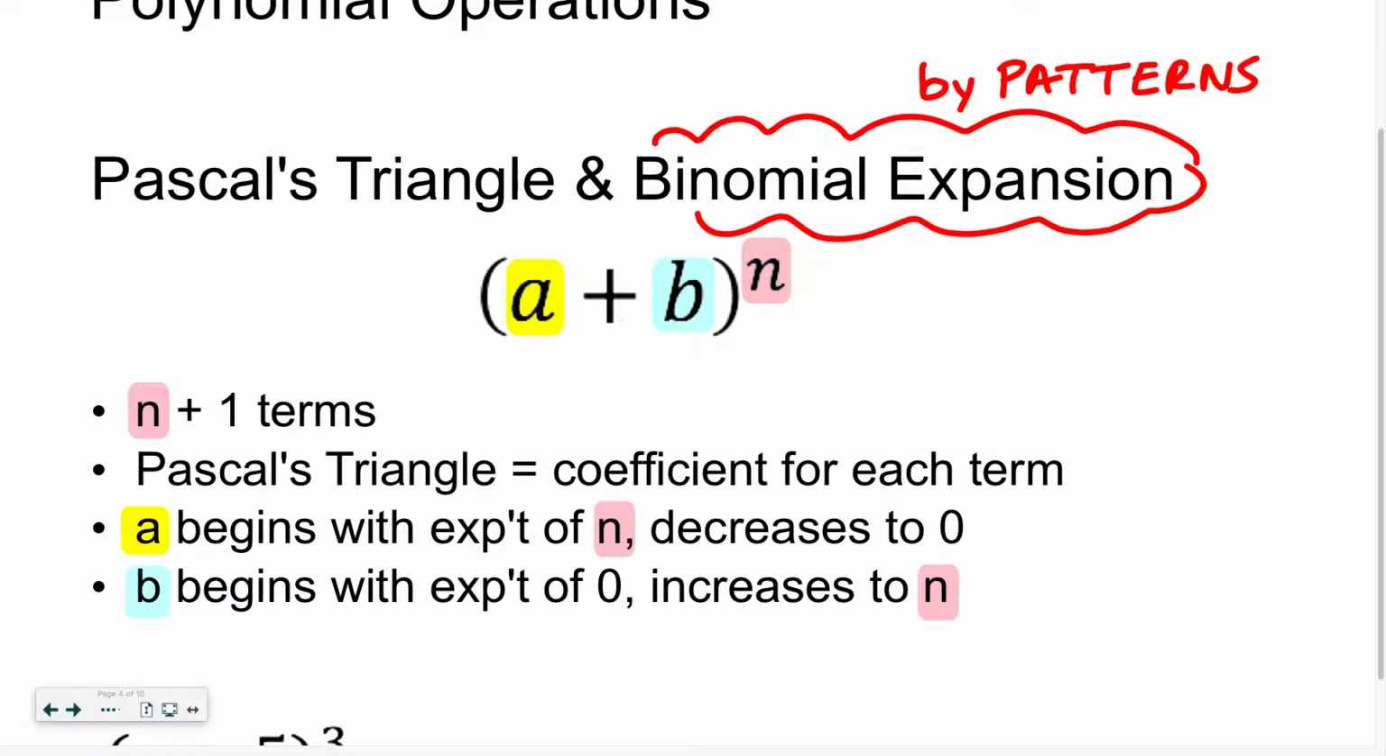Okay, and then A starts with the highest exponent, n, and then for each term you'll just drop the exponent on A. Until in the very last term, A will be raised to 0, which just equals 1, so it kind of disappears. And then B, the second term in your binomial, you'll raise that starting at 0, the lowest exponent possible, and then it'll raise by 1 each time. It'll end on the n value.